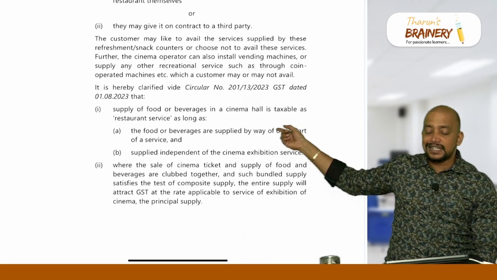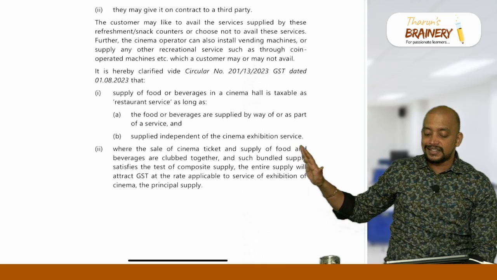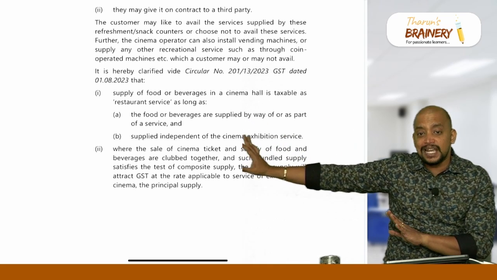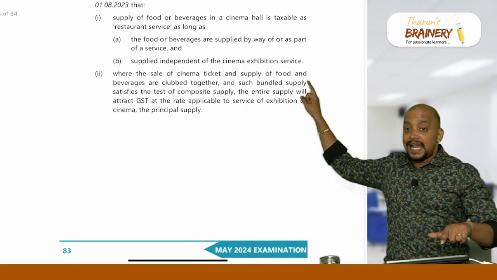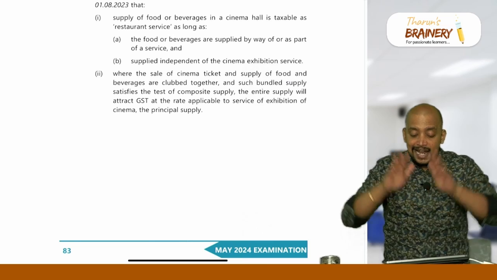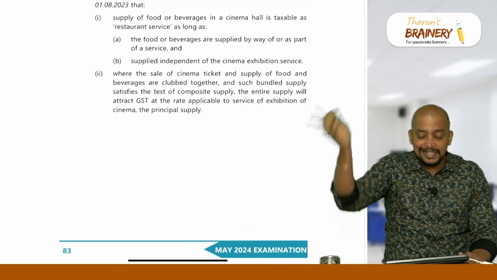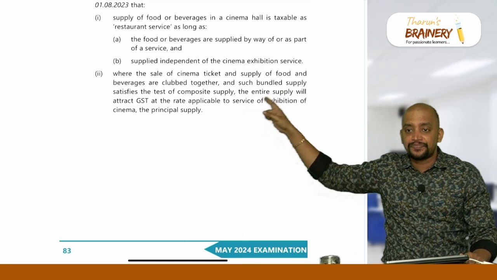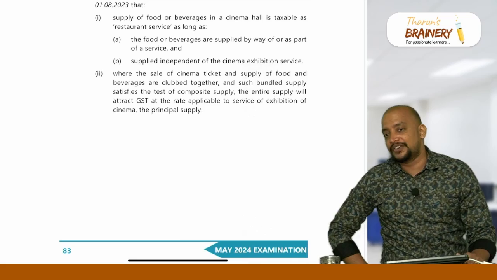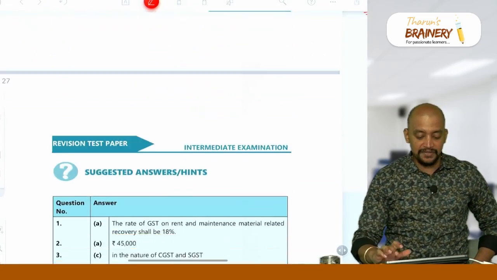Supply of food and beverages in a cinema hall is taxable as a restaurant service as long as the food and beverages is supplied by way of or as a part of service and supplied independent of the cinema exhibition service. Where the sale of cinema ticket and supply of food and beverages are clubbed together and such bundled supply satisfies the test of composite supply, the entire supply attracts the GST rate of what? Principal supply, that is exhibition of cinema is the principal supply that will be taken. Over. So these are the questions that we have in the RTP.